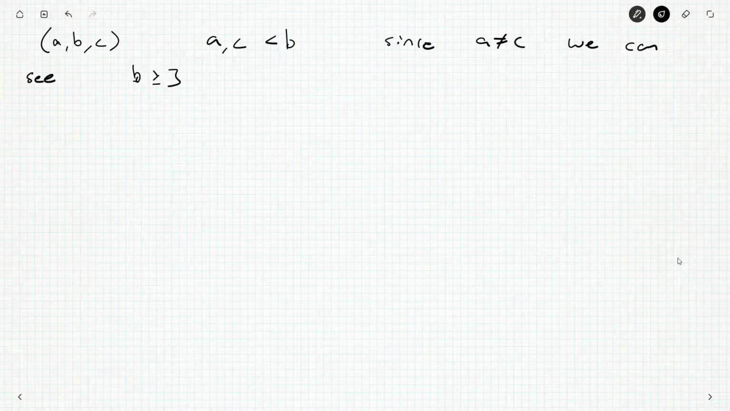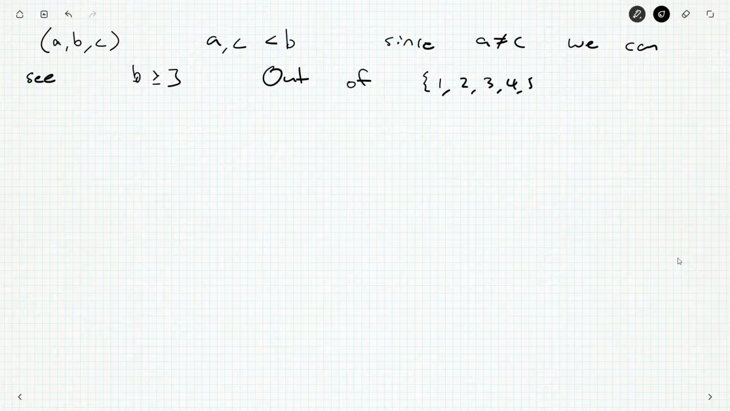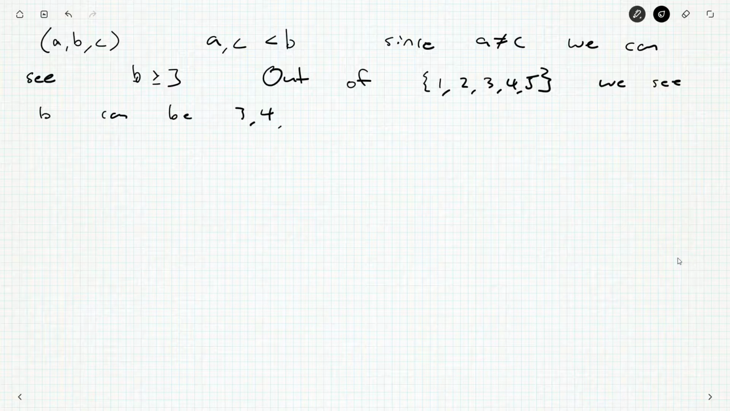What to do here? So out of 1, 2, 3, 4, 5, we see B can be 3, 4, or 5. So I think it's probably just going to be case-based. If it's 3, what numbers could we have for A and C? If it's 4, what numbers could we have for A and C? If it's 5, what numbers can we have for A and C?